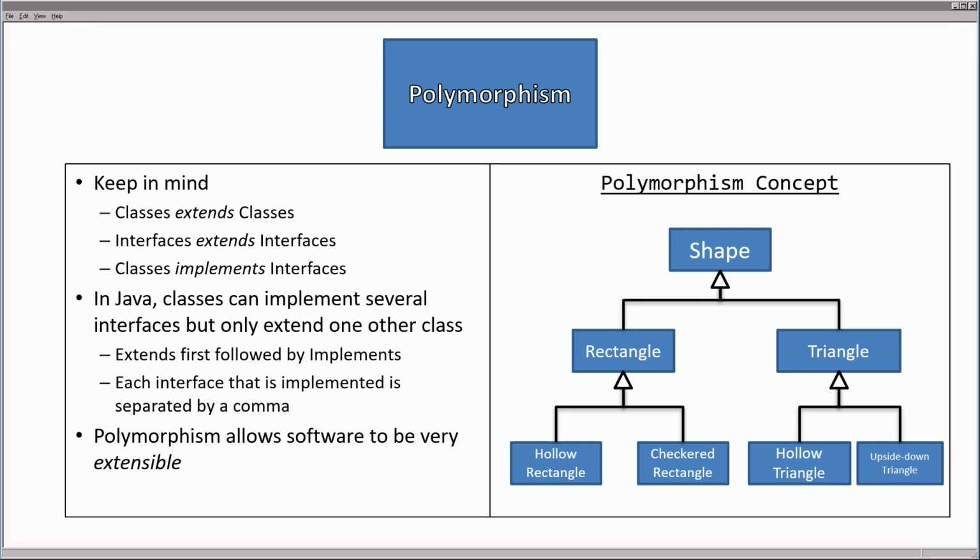Polymorphism allows software to be very extensible. We can add functionality very easily by using polymorphism. So what we saw was creating a shape, and then creating a specific shape called a rectangle and a triangle, and then a specific version of a rectangle like a hollow one or a checkered one, and a specific triangle like a hollow one and an upside down one. But we can also add additional shapes. Maybe we wanted to draw a circle. Maybe we wanted to draw a rhombus or something like that. Polymorphism makes our code very flexible and allows us to do a lot with it.